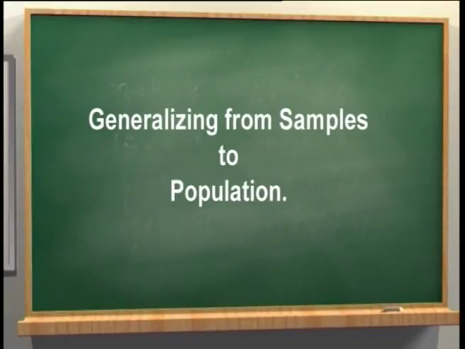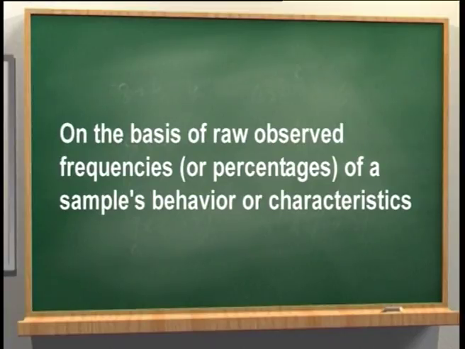Generalizing from samples to population. We usually want to measure a sample in order to know something about the larger populations from which our samples were drawn. On the basis of raw observed frequencies or percentages of a sample's behavior or characteristics, we can make claims about the sample itself. But we cannot generalize to make claims about the population from which we drew our sample, unless we submit our results to a test of statistical significance.